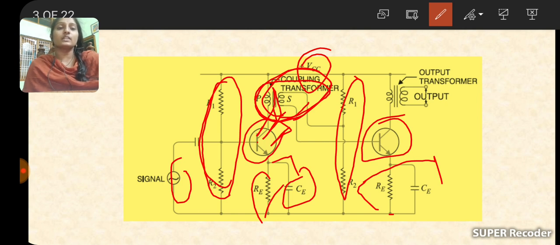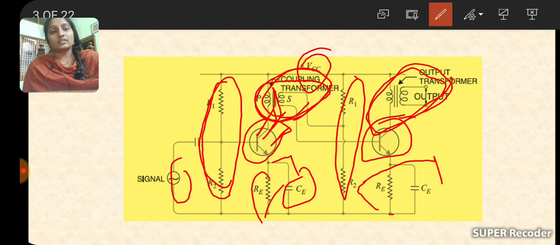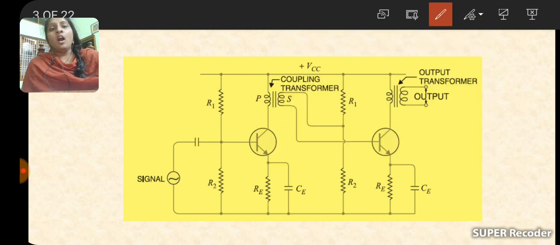Only this is the difference between the RC coupled and transformer coupled amplifier. Here also a transformer is used. Why? Because it may be connected to the next stage or it may be connected to the load. So this is the construction of the transformer coupled amplifier. So how many transistors are there here?